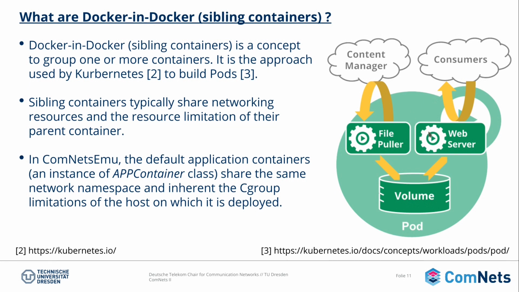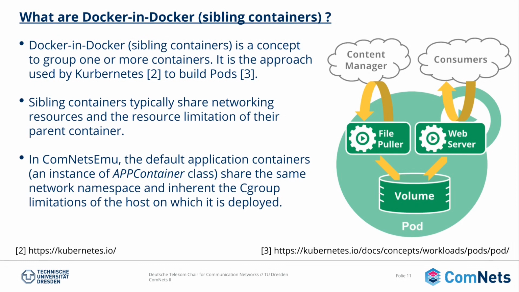This web service can be further split into two microservices. One is a file puller, and another one is a web server. The puller gets content through a content manager, and both microservices share the same volume, so the web server can get the content from this volume to expose the data to the consumers. These two microservice containers are typical examples of sibling containers.